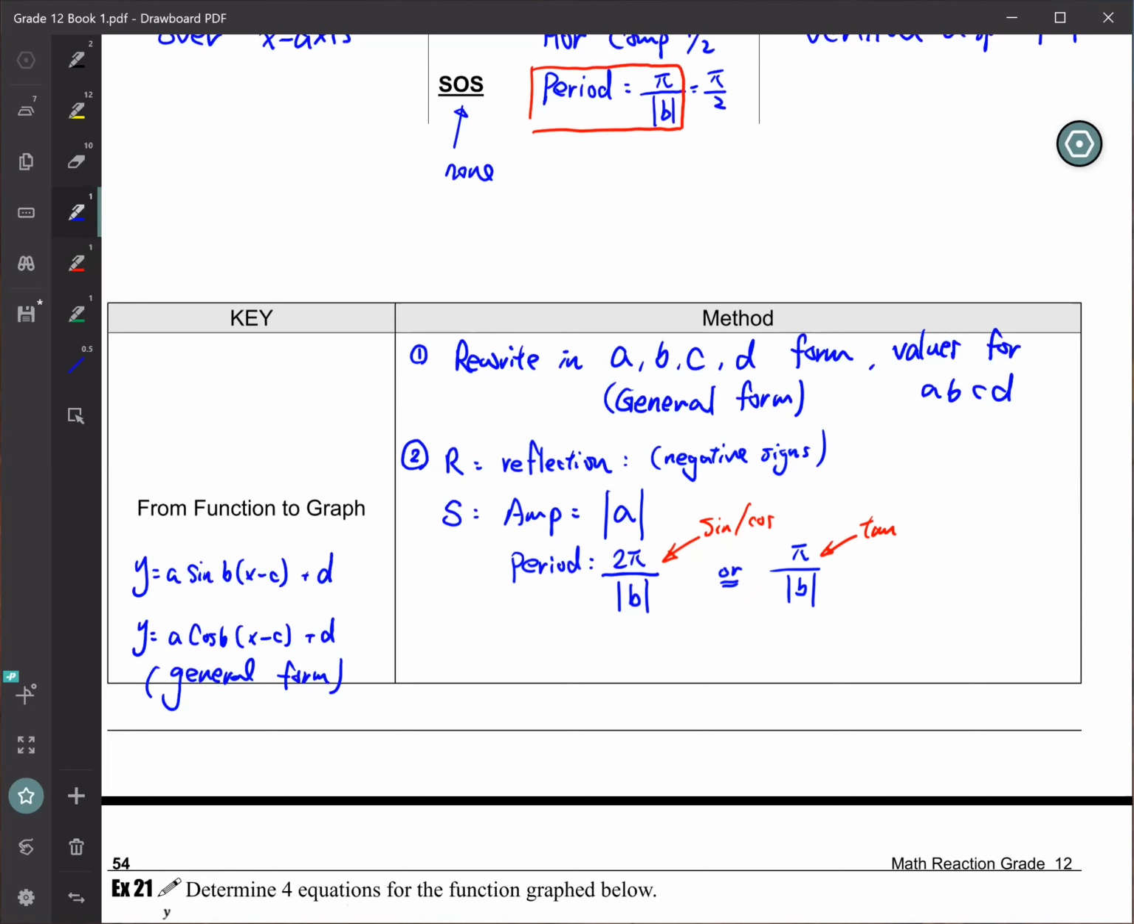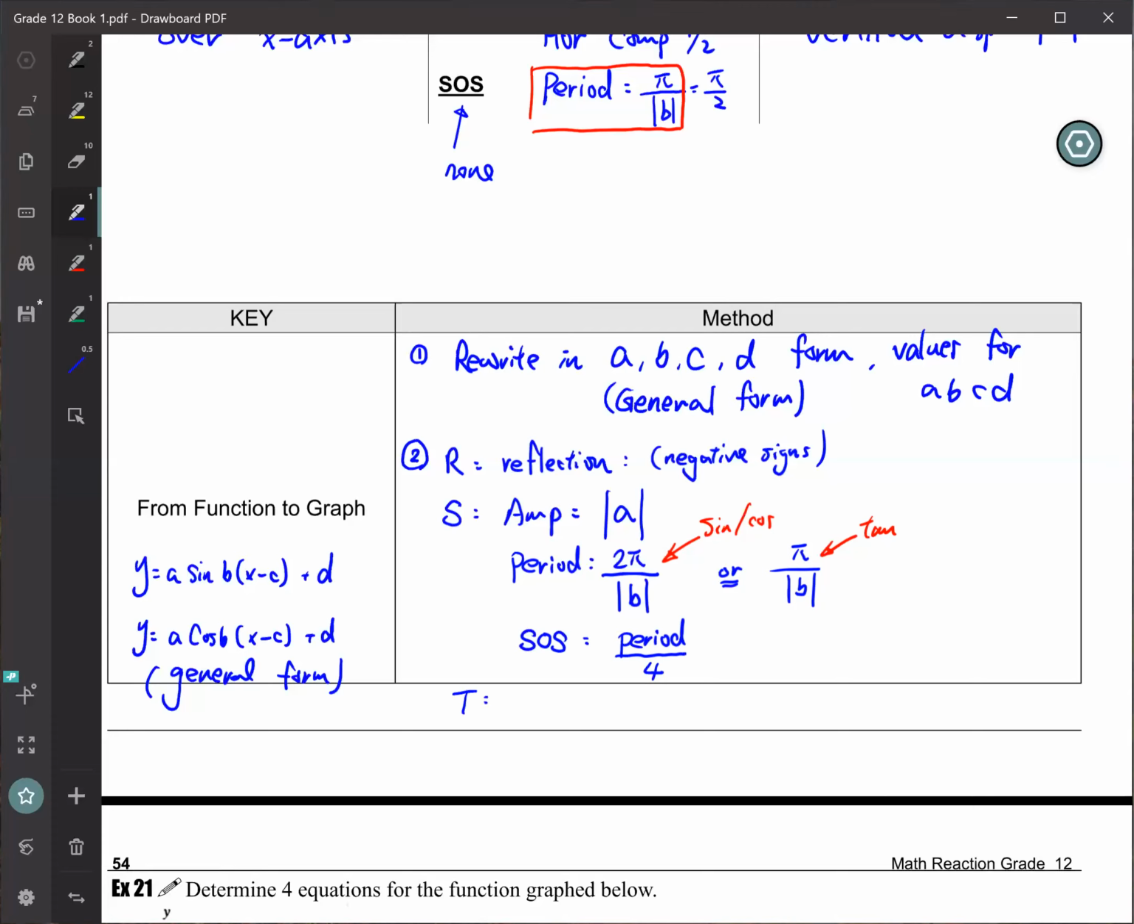All right, after period, we have one more thing. What is that, Cindy? The SOS thing. Yep, SOS. And how do we find that? Period over 4. Yep, so you take the period that you found. Sometimes it doesn't change. If it's a new period, then you divide it by 4. But we don't talk about SOS for tangent, right? Only for sine, cosine.